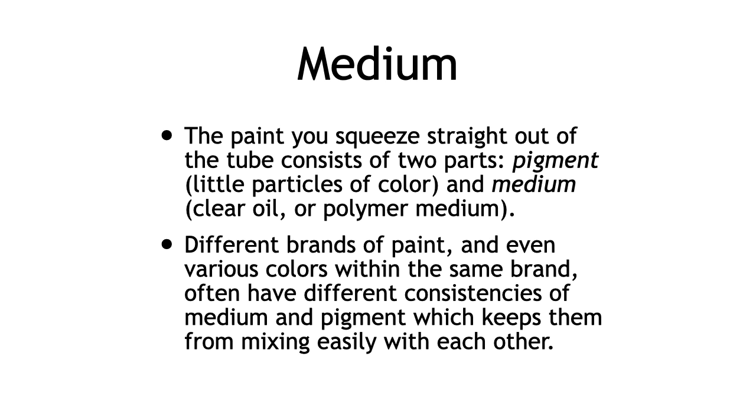Now, a medium, we can just kind of go over what the meaning of it is. Paint consists of two parts. One part is pigment, that's the little particles of color. The other part is the medium. That's the thing that the pigment is floating in. Oftentimes it's a clear oil or a polymer medium, even mediums like watercolor or gouache. They all have different mediums that the pigment is suspended in.